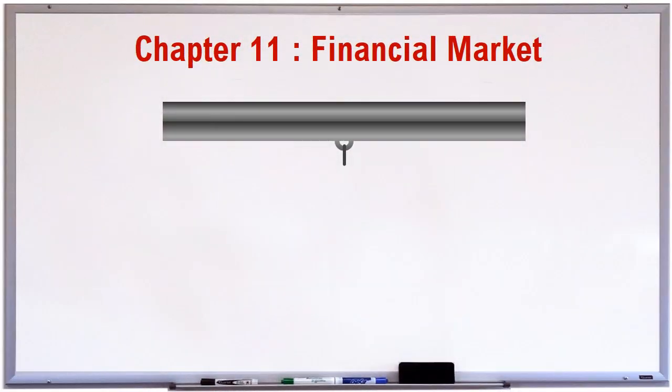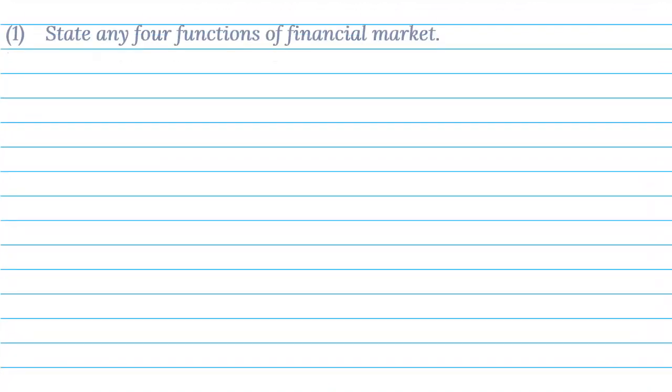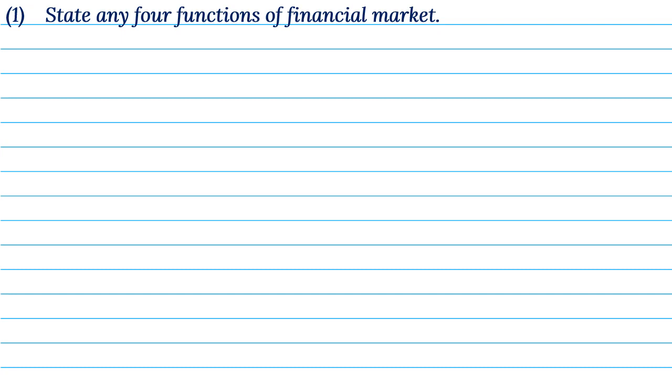Chapter 11. Financial Market. Question 5. Answer in brief. 4 marks each. 1. State any 4 functions of financial market.